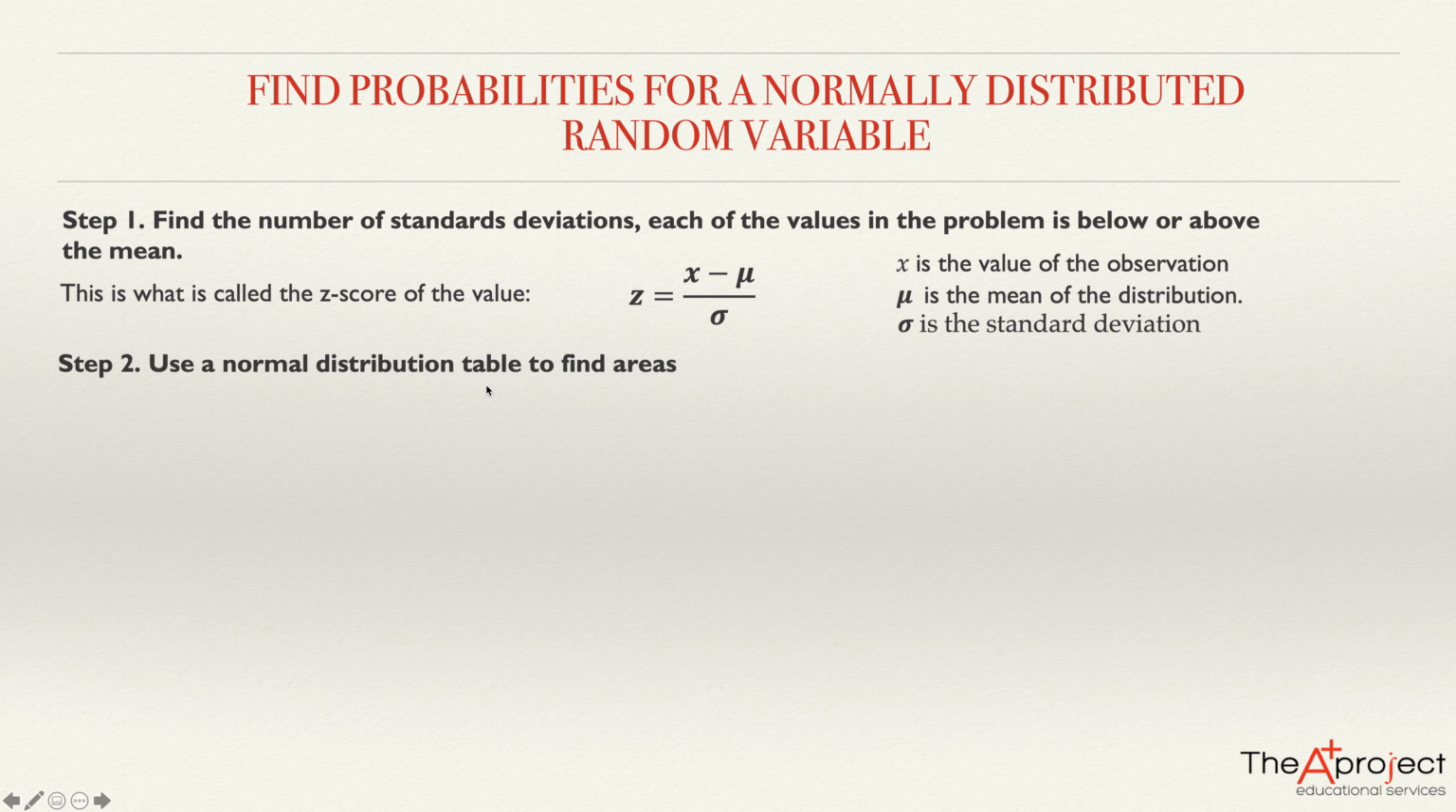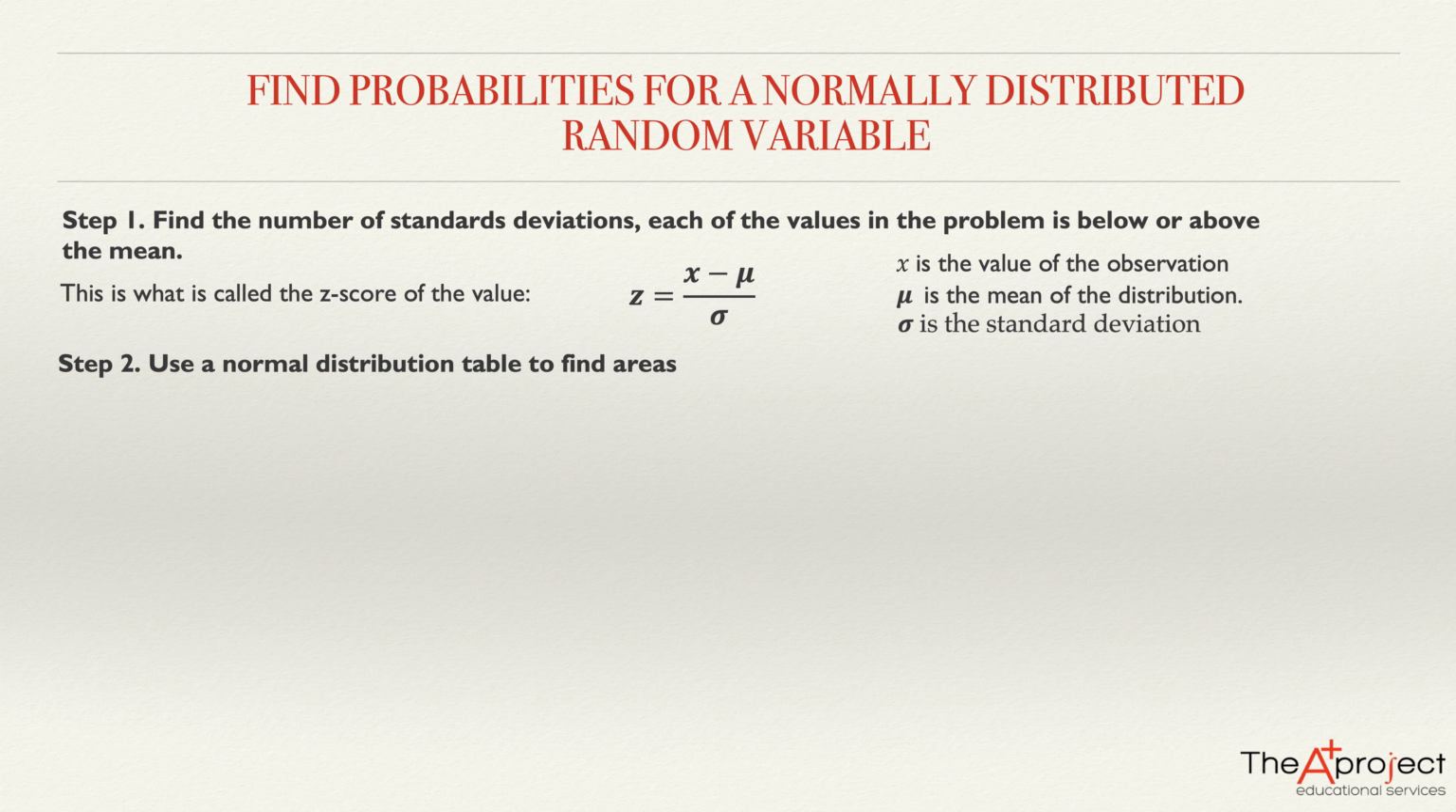After that, the second step is to find the area in the normal distribution, using the normal distribution table that I showed you before. This will be a way to do it by hand.